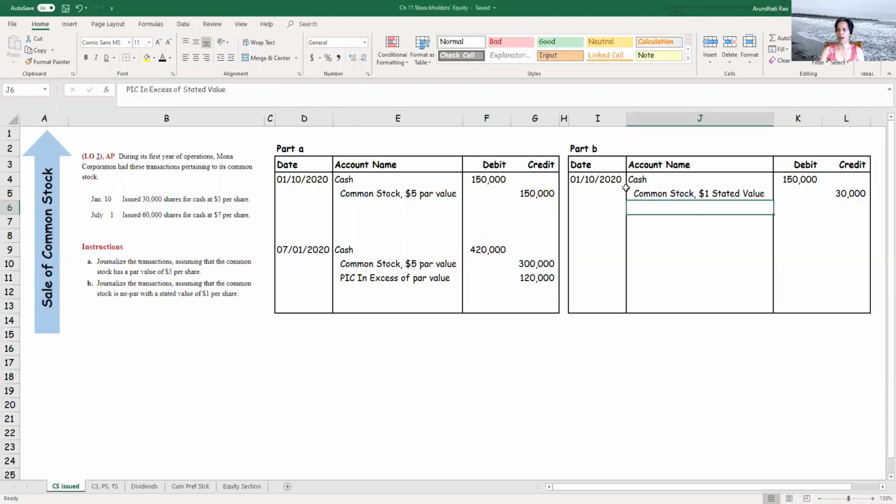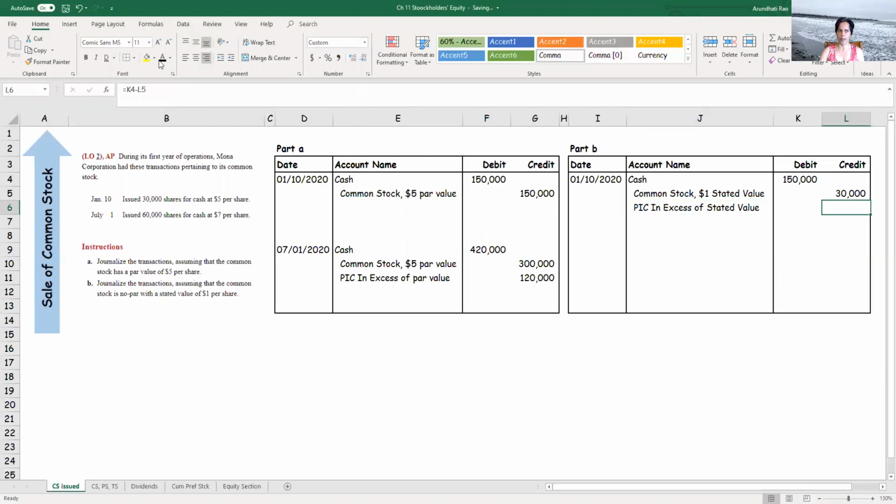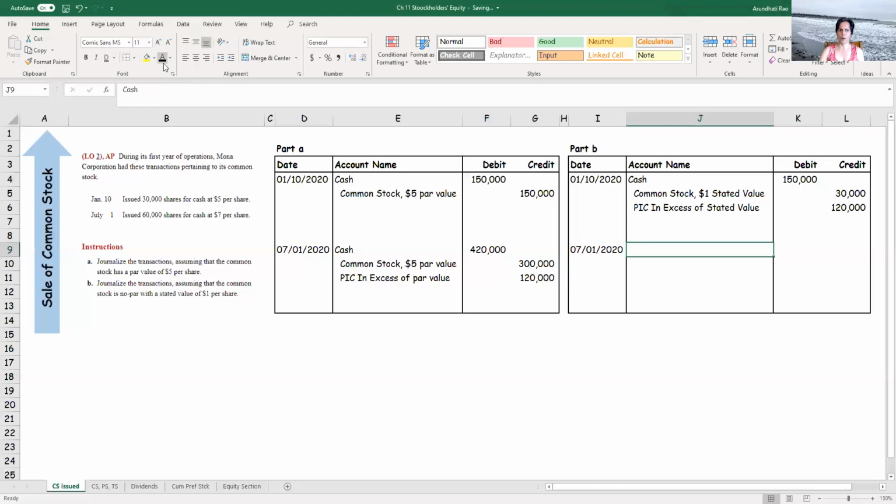Now, what happens to the remaining amount? That's going to be credited to paid in capital in excess of stated value, and that's $120,000. Let's do the same thing on July 1st. Again, cash is going to be debited. The amount is exactly the same as we had said before, $420,000.